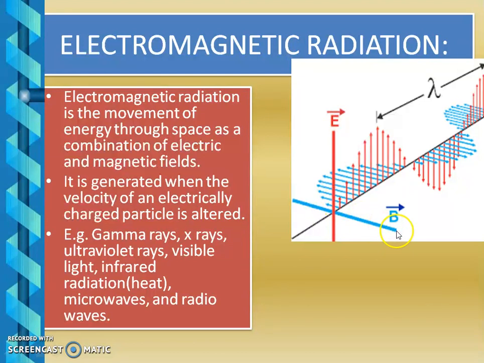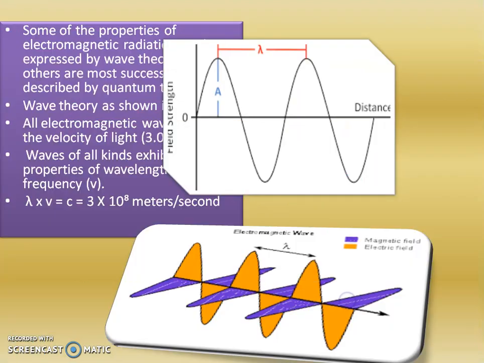Now these electric and magnetic field, they are perpendicular to each other and travel in a direction perpendicular to both of them. As shown in the figure, this is the direction of traveling of the electric and magnetic field being perpendicular to each other. It is generated when velocity of an electrically charged particle is changed. तो जब electrically charged particle की velocity change होती है तो ये electromagnetic radiations generate होते हैं. Examples हैं gamma rays, X-rays, ultraviolet rays, visible light, infrared radiation, microwaves and radio waves.